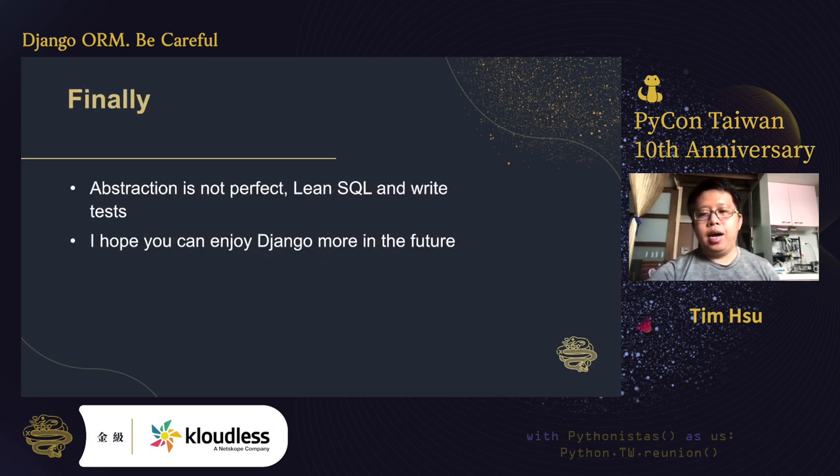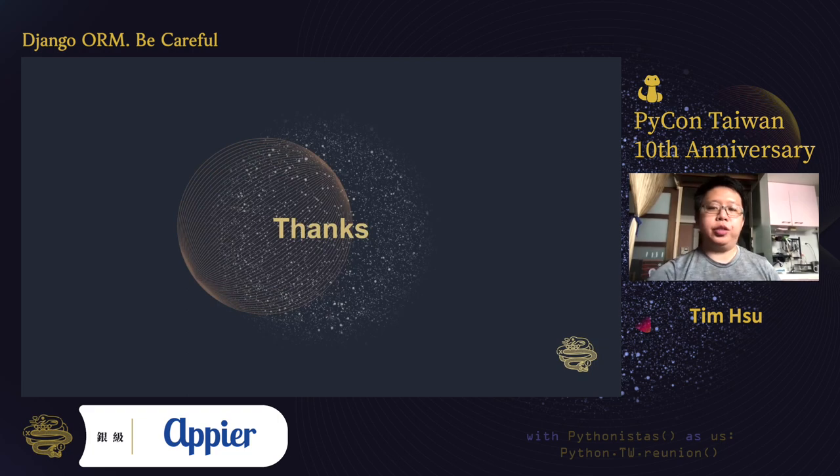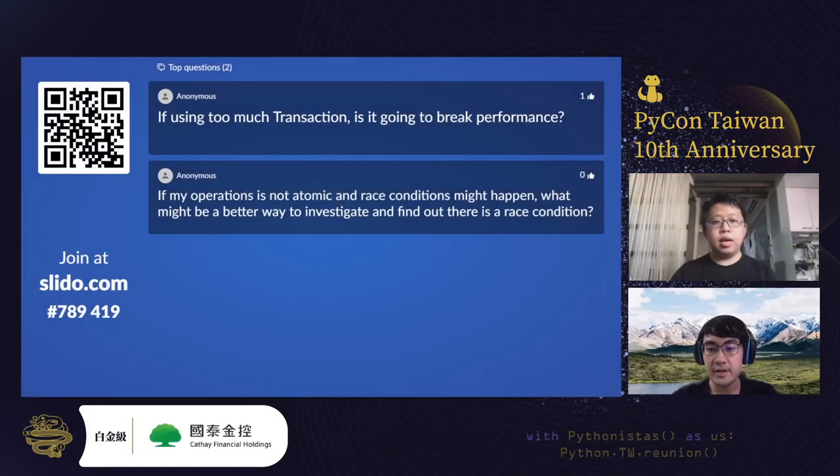Finally, abstraction is not perfect, and you always need to know more about the underlying structure. You need to learn details about SQL syntax, transactions, and the logs to avoid bugs. Maybe the best way is to write your tests carefully. I hope you can enjoy Django more in the future. Thanks for coming. All right, so let's move to the Q&A session.